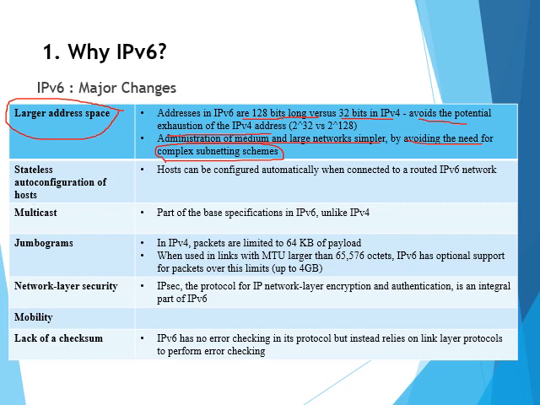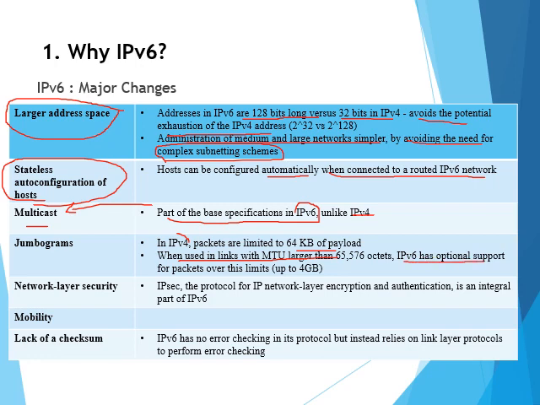Stateless autoconfiguration of hosts: hosts can be configured automatically when connected to a routed IP version 6 network. Multicast is part of the base specification of IPv6, unlike IPv4. Jumbogram: in IPv4, packets are limited to 64 kilobytes of payload. When used on a link with MTU larger than 65,000 octets, IPv6 has optional support for packets of up to 4 GB.